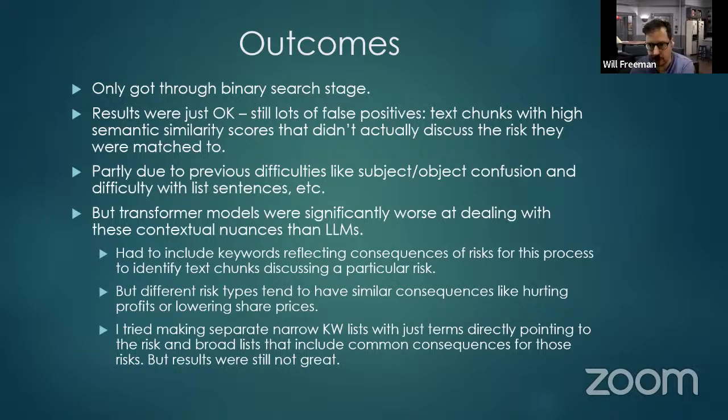So one of the problems was, when you would include some of the common consequences of a risk in the keyword lists, consequences of different risks tend to be the same. So no matter what risk it is, it's going to hurt your share price, or it's going to hurt your profits or something like that. And so that would cause confusion because you'd have a lot of the same text or the same meaning reflecting different risks. I came up with a methodology that I won't go through to count these sentences after the fact, but I really never got to that because none of these methods did a good enough and affordable job.